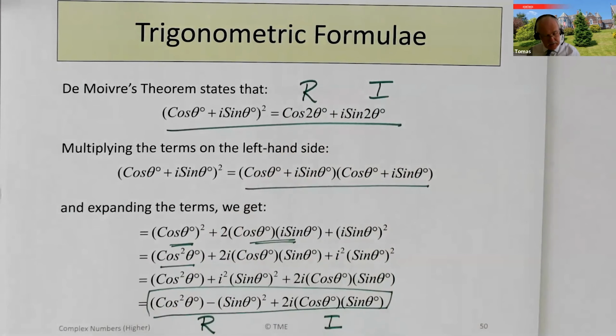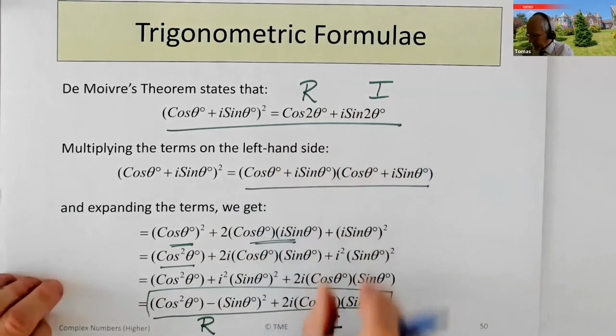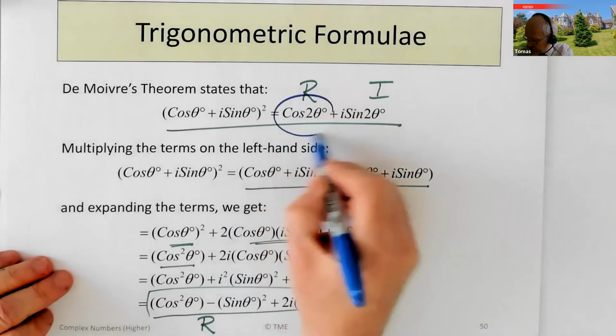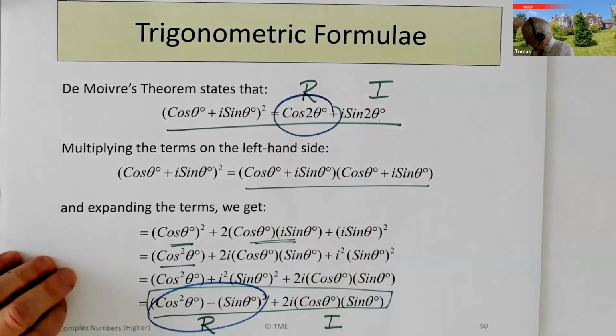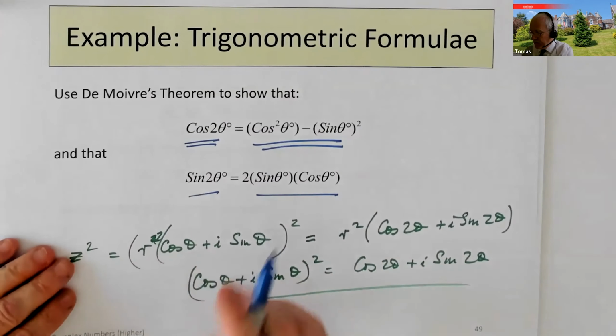So if you're going to equate them with each other, the real parts must equal and the imaginary parts must equal. So the real parts must equal: cos 2 theta must equal this, and sine 2 theta must equal that. And that is what you were asked to prove. Okay, prove that.